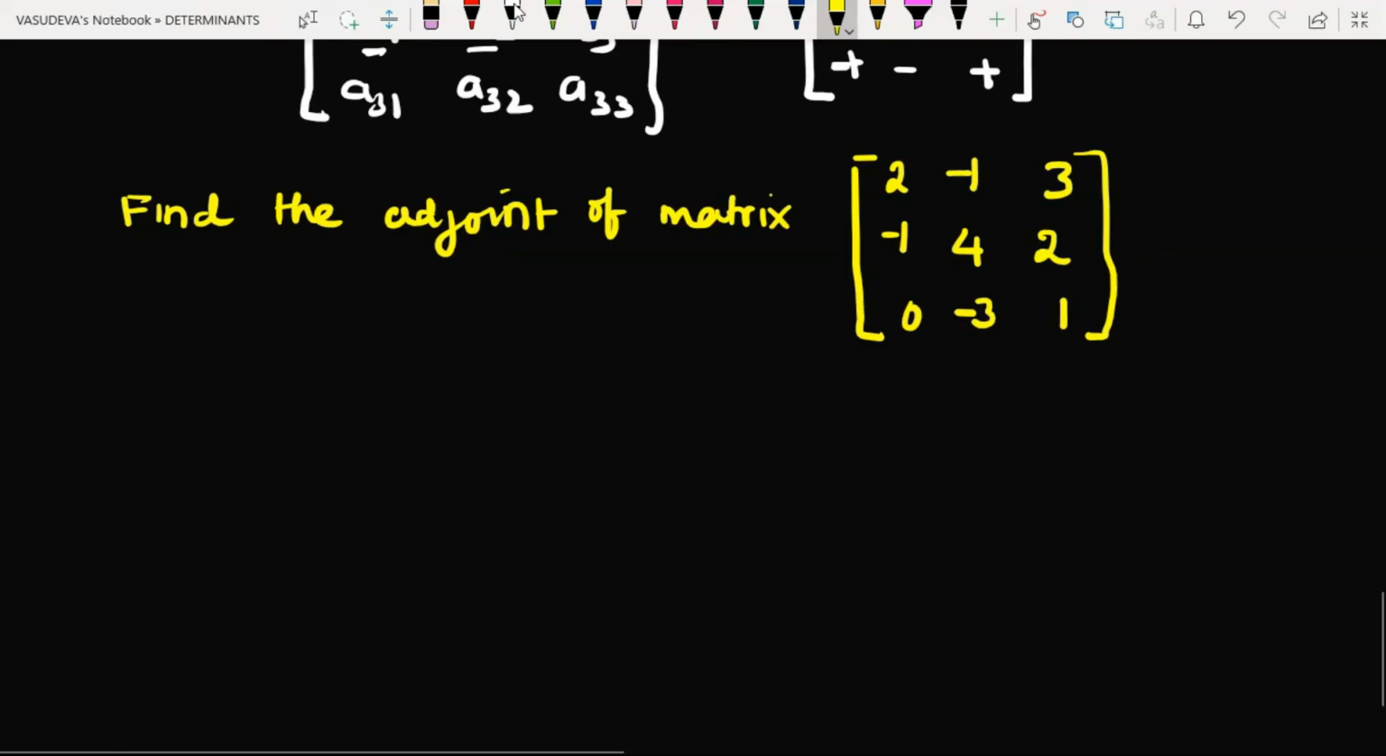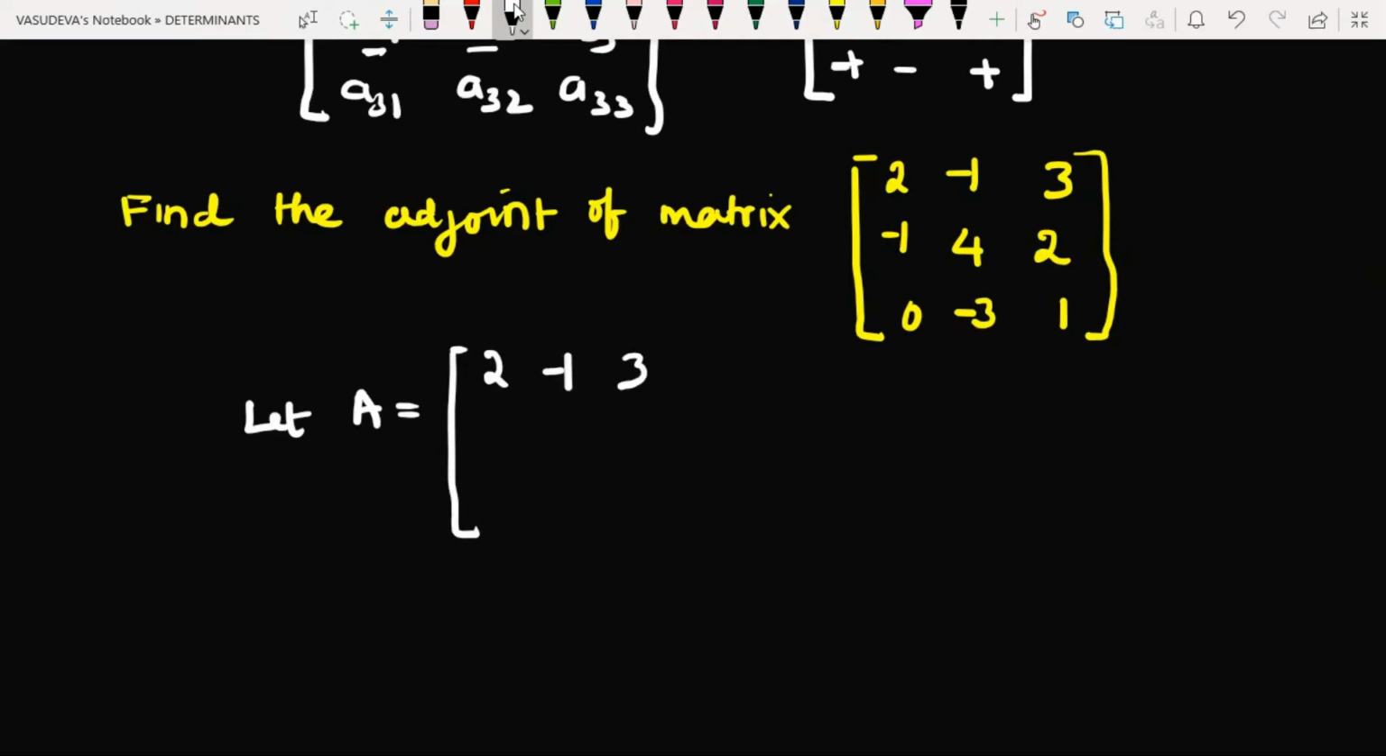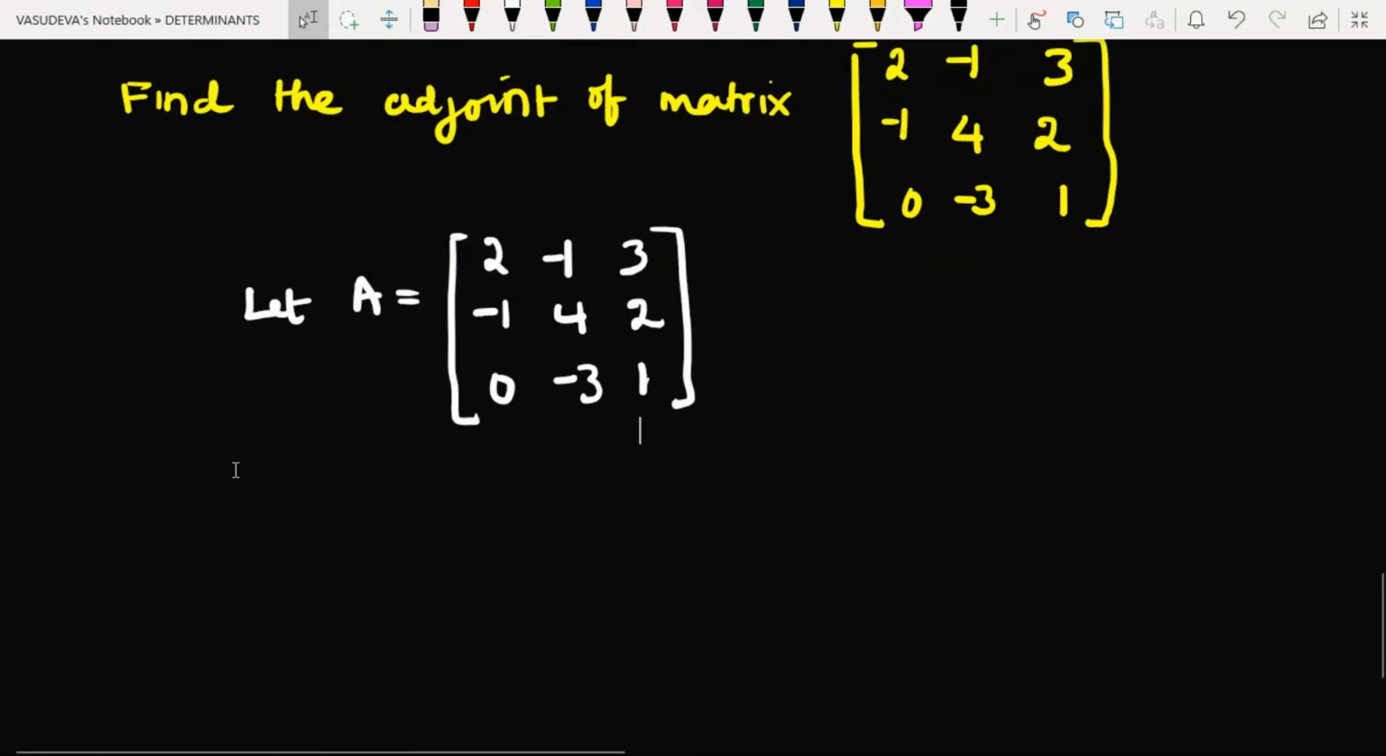So now the given matrix, let A be the matrix 2 -1 3, -1 4 2, 0 -3 1. Now let's find the cofactors of all the elements. Let's take the cofactor of the element A11.